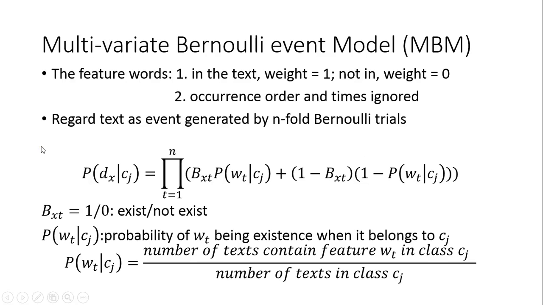We will use two models in our project. The first one is a multivariate Bernoulli event model. In this model, if the feature word is in the text, the weight is 1. If not in the text, the weight is 0. The feature words occurrence order and times will be ignored in this model. And we regard the text as an event generated by unfold Bernoulli trials from this equation here.